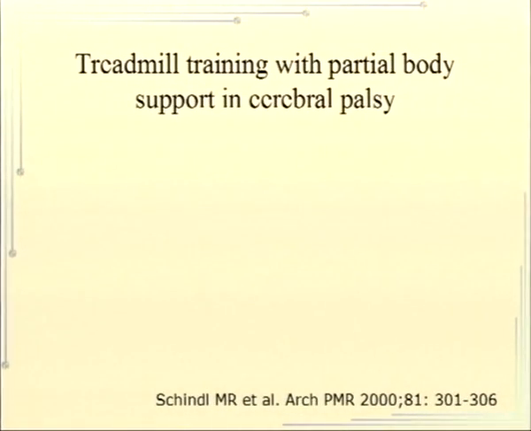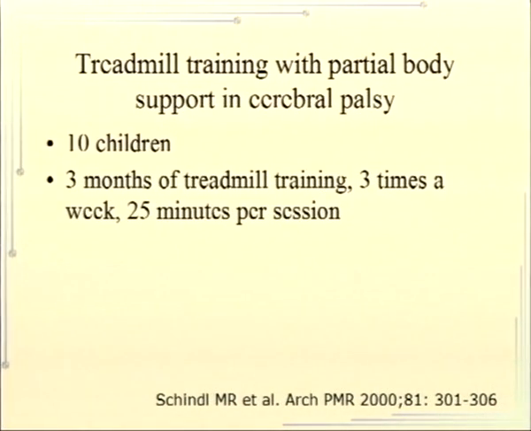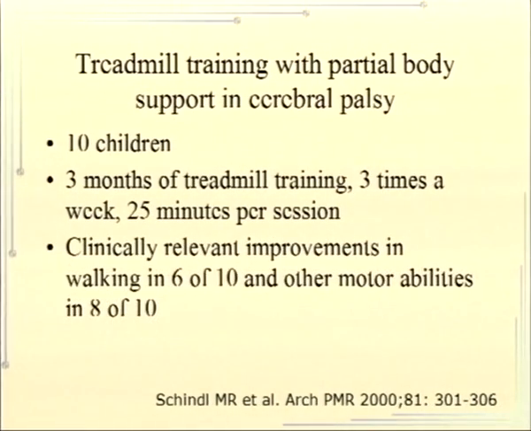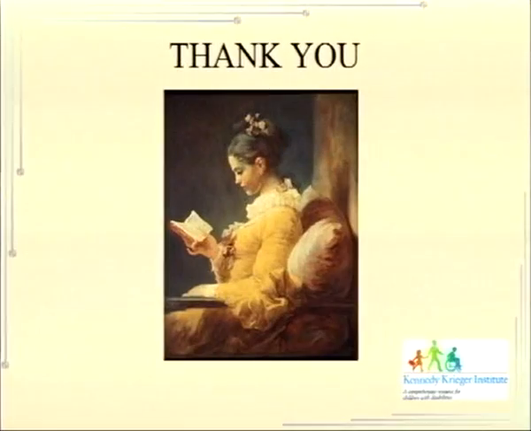And there is actually starting to become some research that's coming out now, treadmill training with partial body support. This particular article is about cerebral palsy. 10 children, 3 months of treadmill training, 25 minutes per session, 3 times a week. Again, this idea of coming up with an optimal dose, and probably more than what's currently paid for by insurance. And these researchers did report clinically relevant improvement in walking in 6 of 10, and other motor abilities in 8 of the 10 subjects.